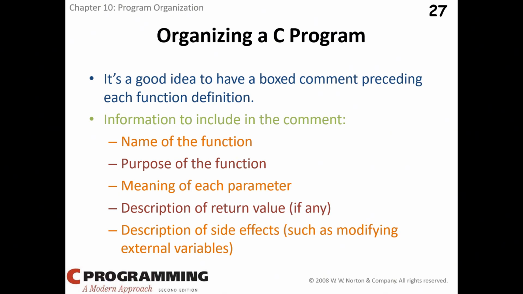And the third one is the meaning of each parameter. And this one should explain the significance of each parameter passed to the function, including its data type and its expected usage. And the fourth one is the description of the return value, if there is any return value. So it will specify its purpose and any conditions under which it may vary.